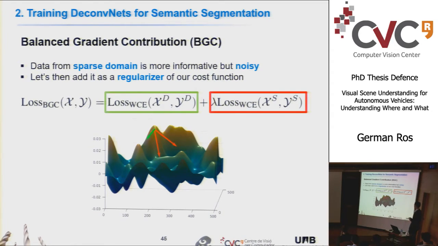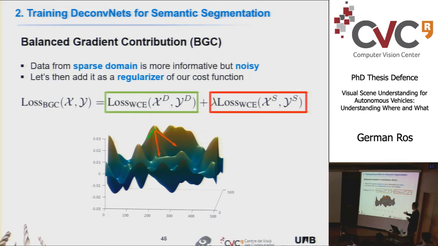So the idea here is to have two separated terms for optimization. One using cross entropy over the dense domain, and then another one using cross entropy over the sparse domain. This second term is going to be seen as a regularization term for the first one. So this lambda is going to control the information that this gradient is going to provide to the final optimization. It's going to bound the contribution of the sparse domain. So still we are going to have the information of the sparse domain, but we will have it under control.